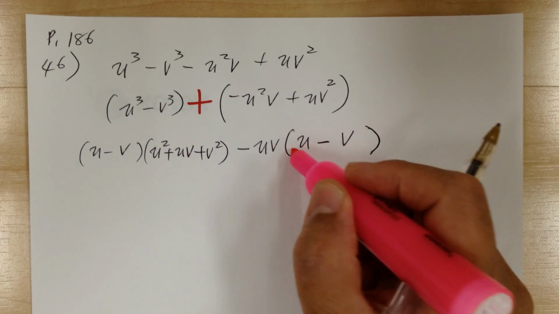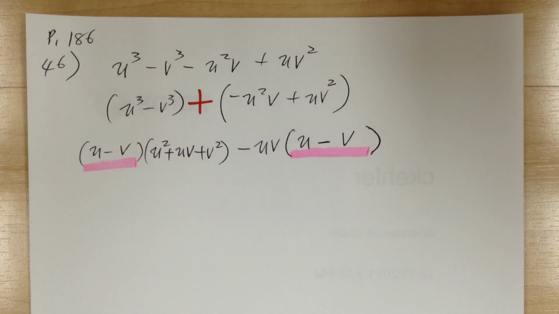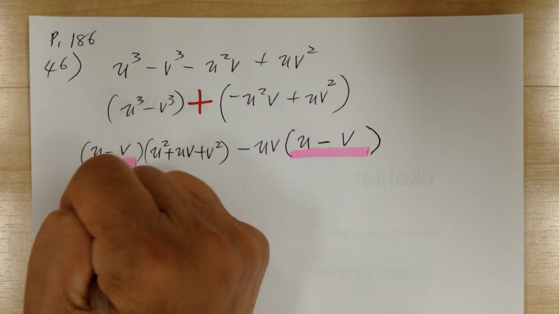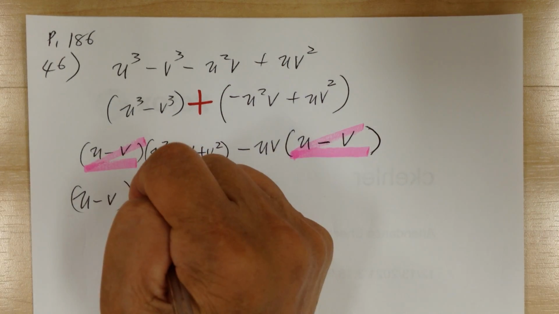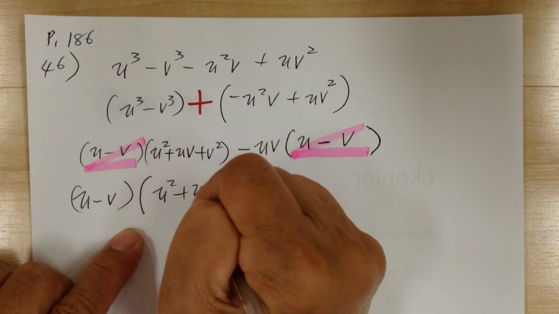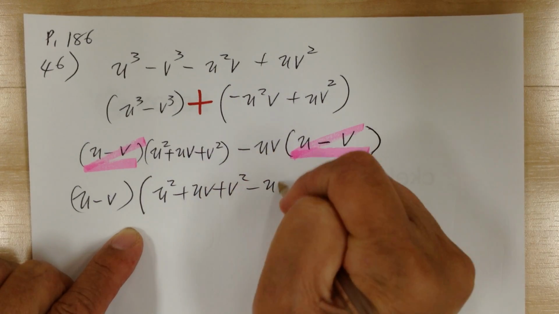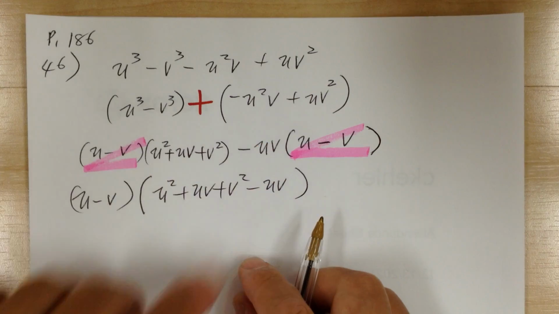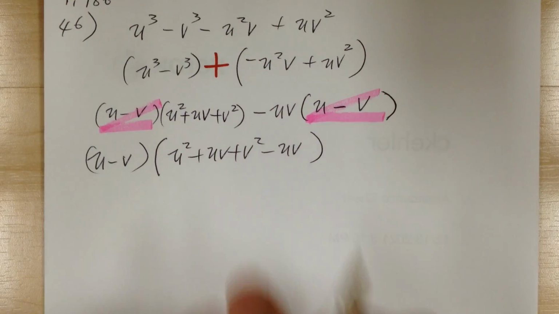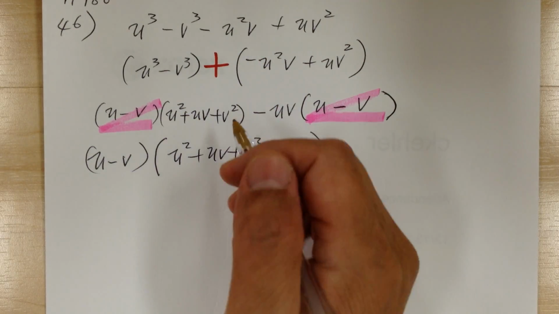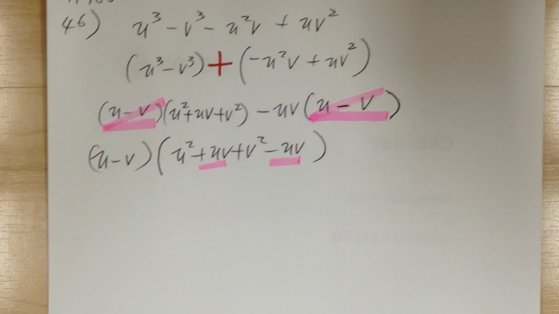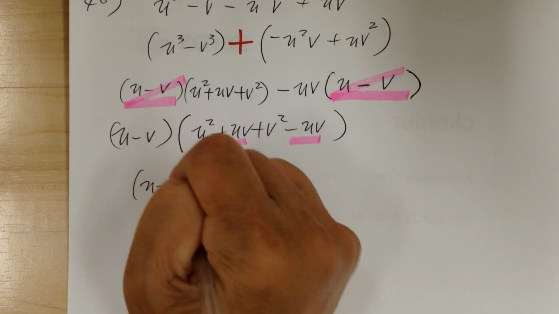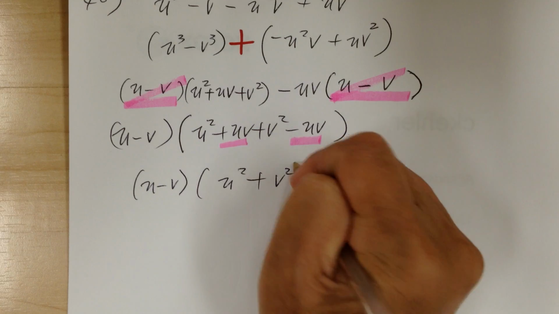And if you notice that there's a u minus v, then you can factor it out. So you got u minus v. And once you factor out, they are gone, right? So now the leftover would be u squared plus uv plus v squared minus uv, right? You take it out, and whatever is leftover is going to be in that parentheses. But over here, if you notice that you have the plus uv minus uv, so they cancel out. So your answer would be u minus v times u squared plus v squared. Okay.